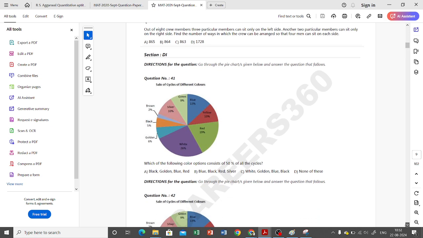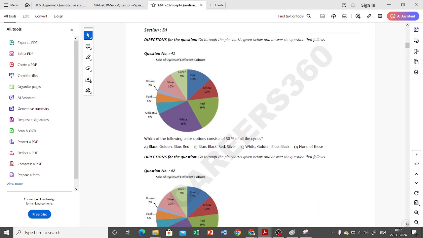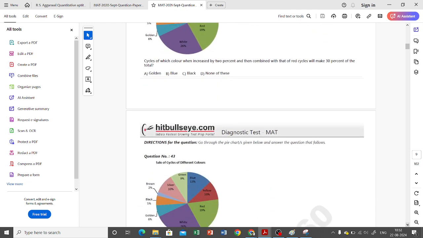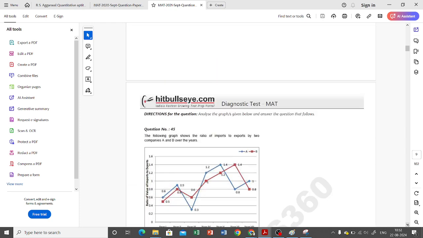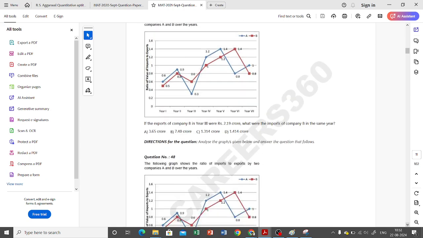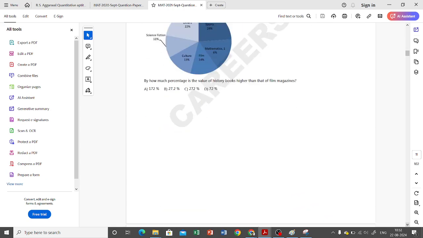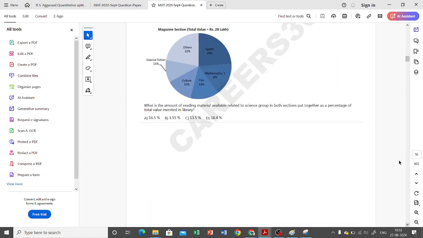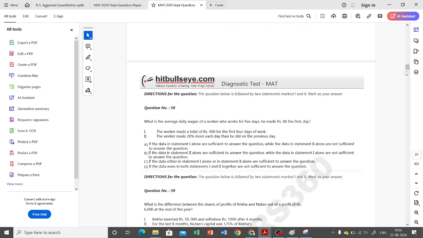And I also see a lot of permutation and combination questions in this particular paper. This part is all data interpretation.